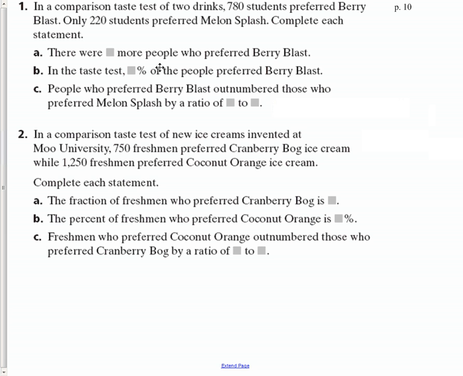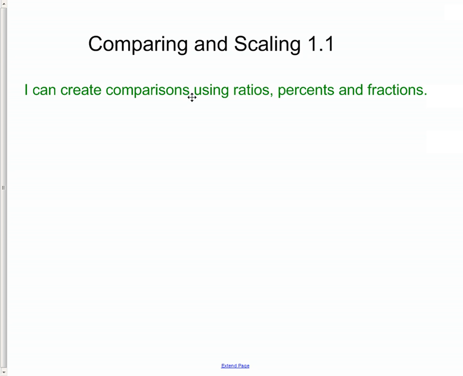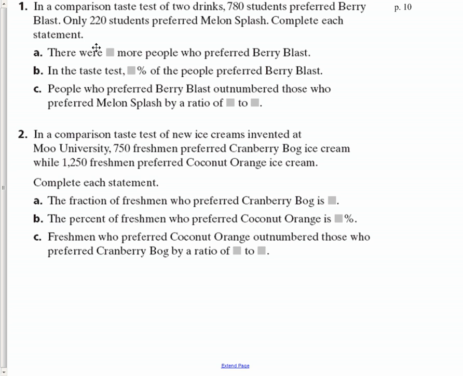But on this part right here, what I want you to do is I want you to do the same thing. So, in a comparison taste test, 780 students, only 220 preferred Melon Splash. The idea that we're getting down here is being able to create comparisons using ratios, percents, and fractions. So being able to create this, let's just look at A. There were blank more people who preferred Berry Blast. 780 preferred Berry Blast compared to the 220 who preferred Melon Splash. So to fill in this blank, I would take 780 minus 220, giving us 560. So I'm going to write in there 560.